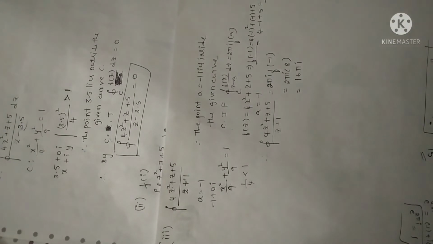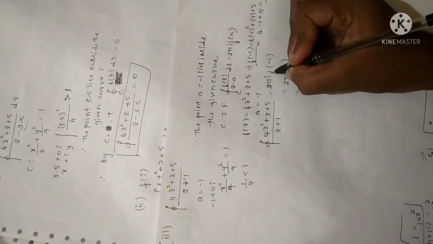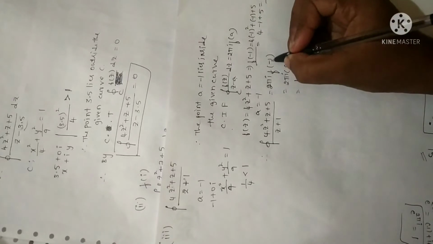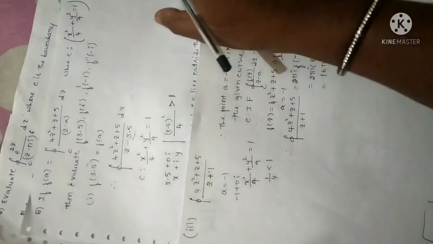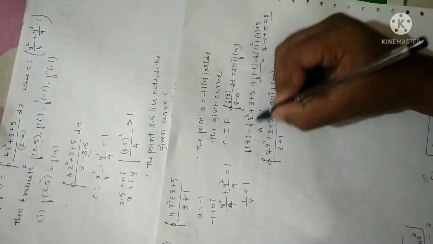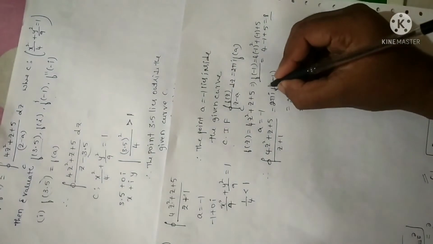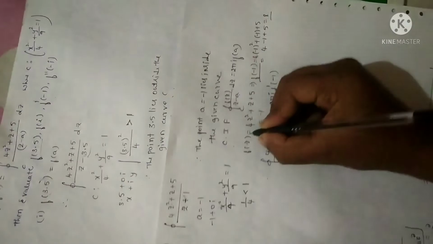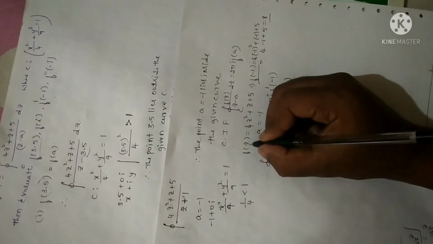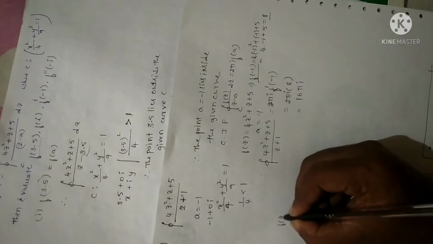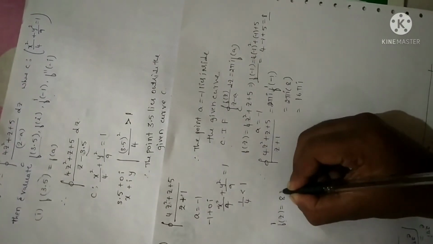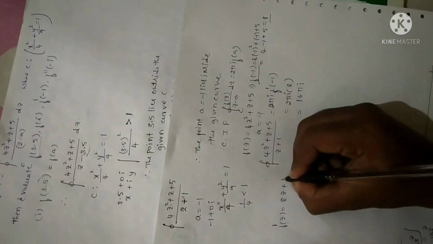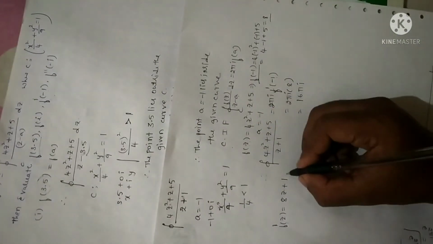Let me check once again. Yeah, we have done correctly, but what I have done is I have found out the value of f of -1. But what they have asked us is we have to find f dash of -1. So we have to differentiate the function. Now what is the function given to us? f of z, right? So we need the value of f dash of -1. So we have to differentiate f of z. You will get 8z plus differentiation of z is 1 plus differentiation of i is 0.